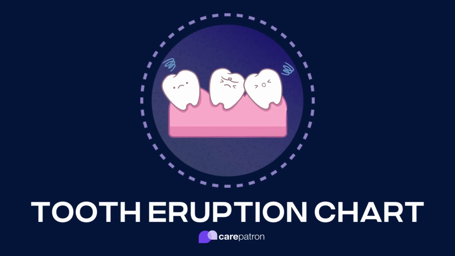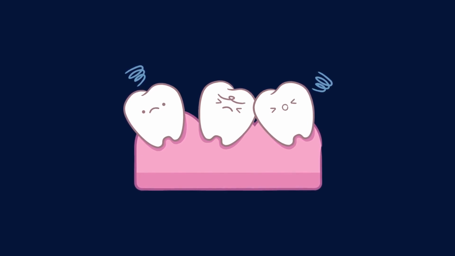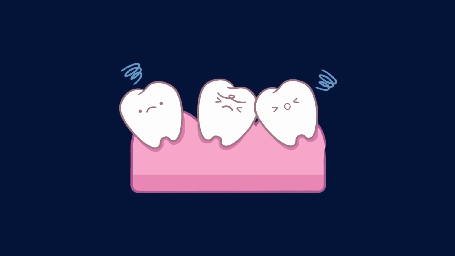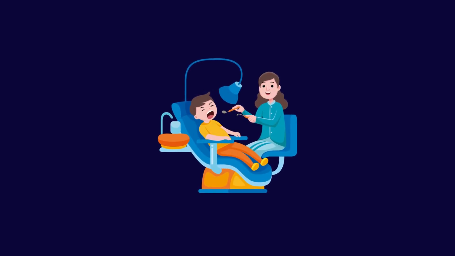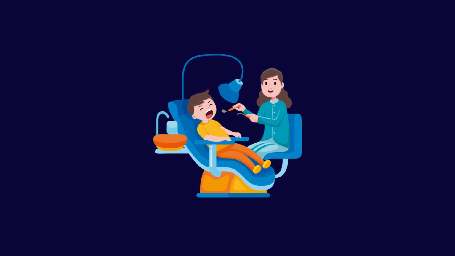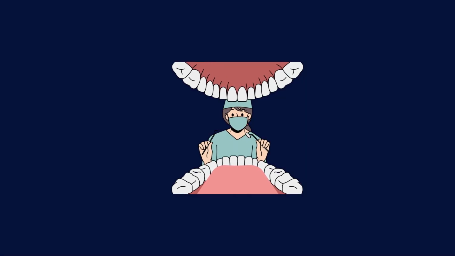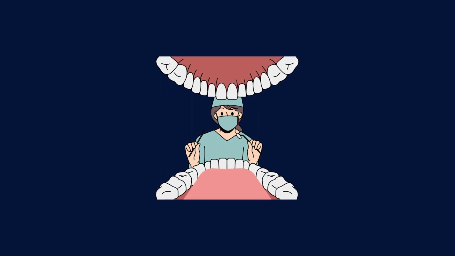What is a tooth eruption chart? A tooth eruption chart is a visual representation of the tooth development process. Dentists and orthodontists can use this resource for multiple purposes. However, its main purpose is to provide an average timeline from the first eruption of a child's tooth until the final permanent tooth eruption.